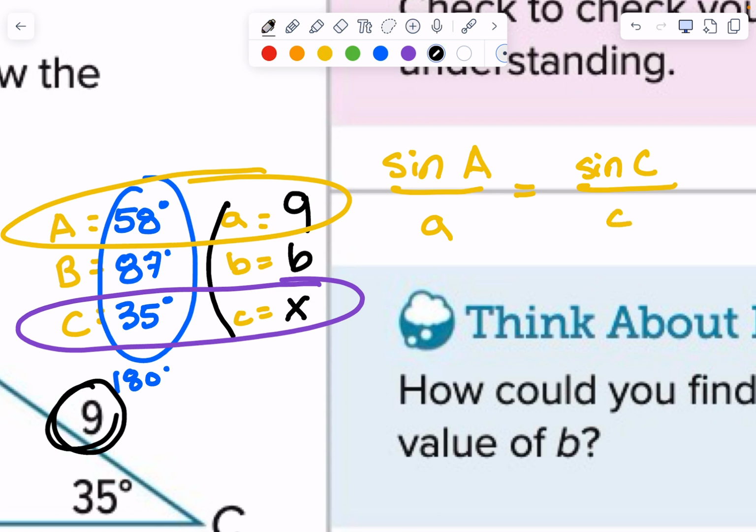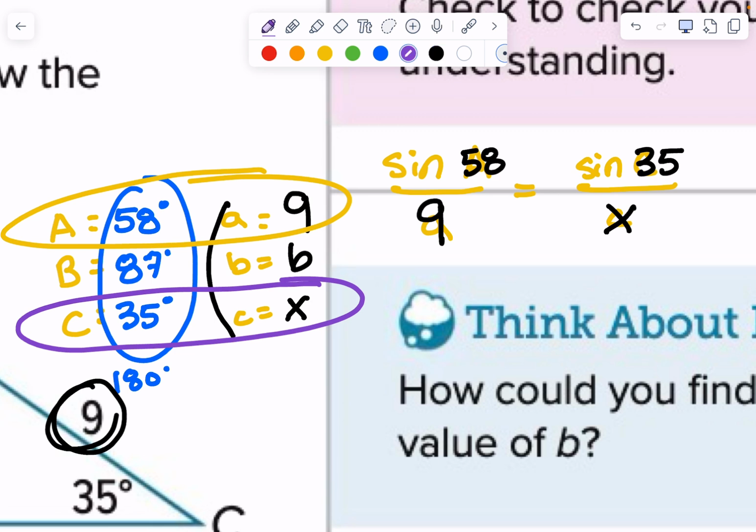Okay, so what is capital A? What do I put in this spot? 58 goes here, okay? Little a is 9. 9 goes there, okay? Capital C is 35, and little c is x. Okay, now from here, it's very easy. Cross multiply, divide. Do we know what we're doing?